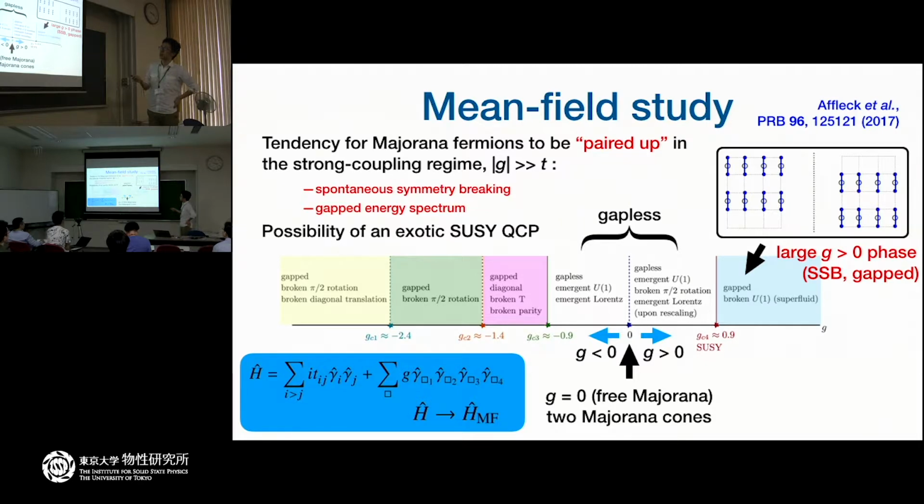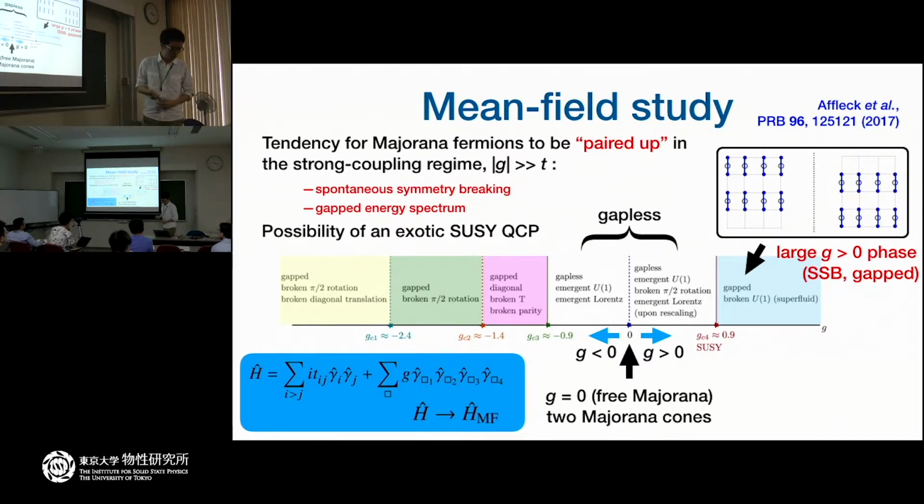What they found is that in the strong coupling regime, where G is much larger than T, there's a tendency for Majorana fermions to be paired up. This is a cartoon picture of the mean field result. Basically, neighboring Majorana fermions pair up to become a complex fermion. They form some sort of dimerized phase by breaking the translational symmetry and rotational symmetry. At this point, this state may look quite natural, right? We are adding some hybridization between Majorana fermions.